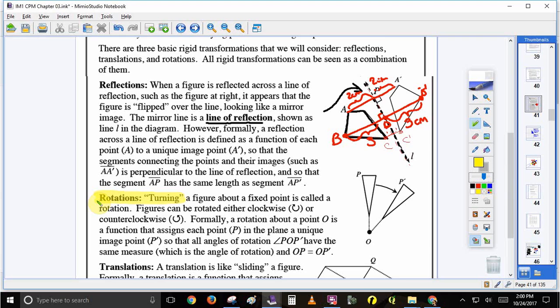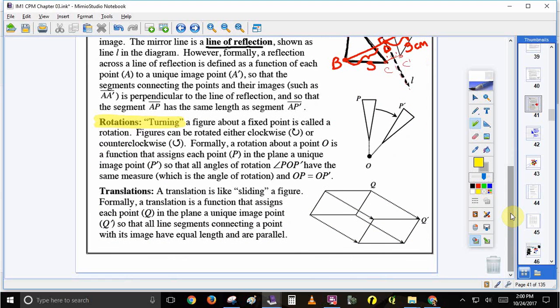Rotations are turning a figure about a fixed point. Figures can be rotated either clockwise or counterclockwise. If you get confused about which direction is clockwise and which is counterclockwise, the easiest thing to do is find an analog clock, usually hanging on the wall in one of your classrooms, and you'll notice that the second hand is going around in the direction shown, and that is where the word clockwise comes from. So if it's traveling like a second hand or minute hand or an hour hand on a clock, then it is going clockwise.